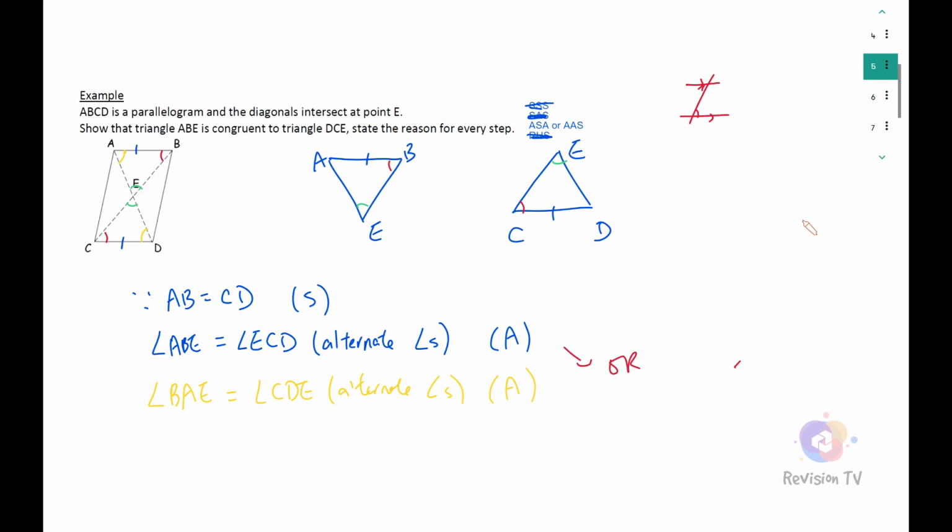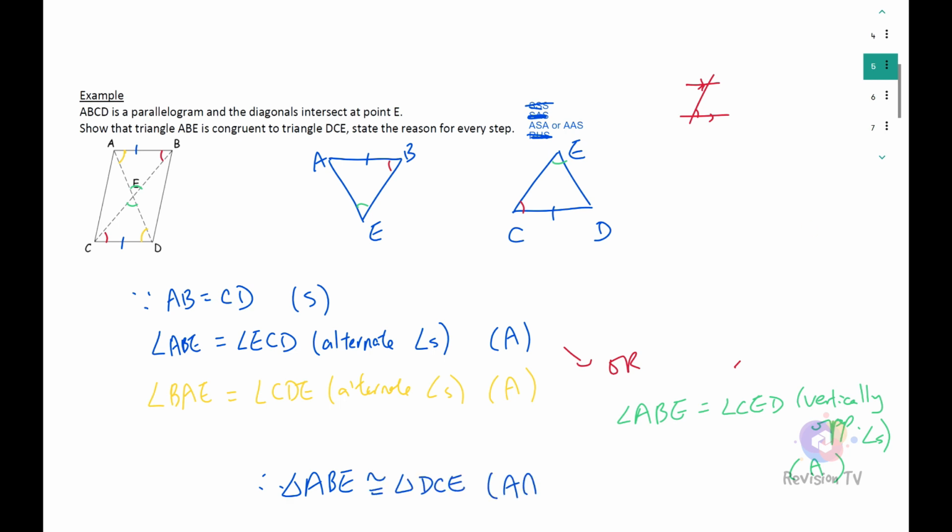The reason that they're equal is because of vertically opposite angles. So you can also say angle ABE is the same as angle CED because of vertically opposite angles. So this will be another angle. Either way, you are using AAS, either the yellow one or the green one. So you can say therefore triangle ABE is congruent to triangle DCE because of AAS.